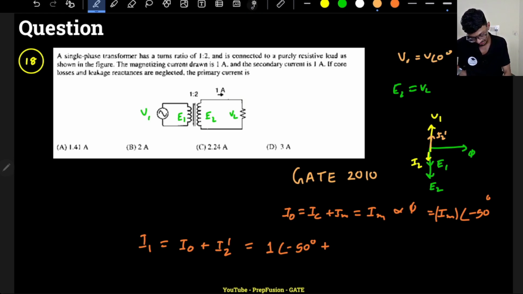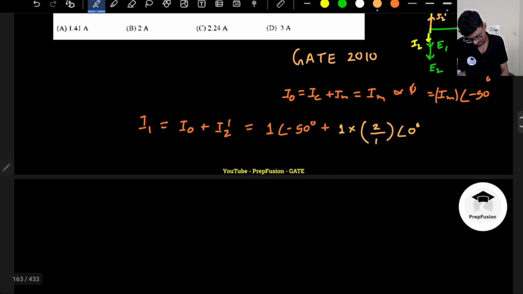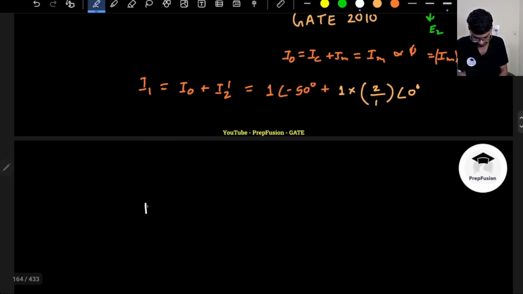So according to the reference, what is the phase difference for I2 dash? 0 phase difference. They told me the secondary current is 1 ampere, but I have to refer it to the primary, so it will be N2 divided by N1, correct? 2 divided by 1, and angle will be 0. So my I1 comes out to be minus j plus 2.